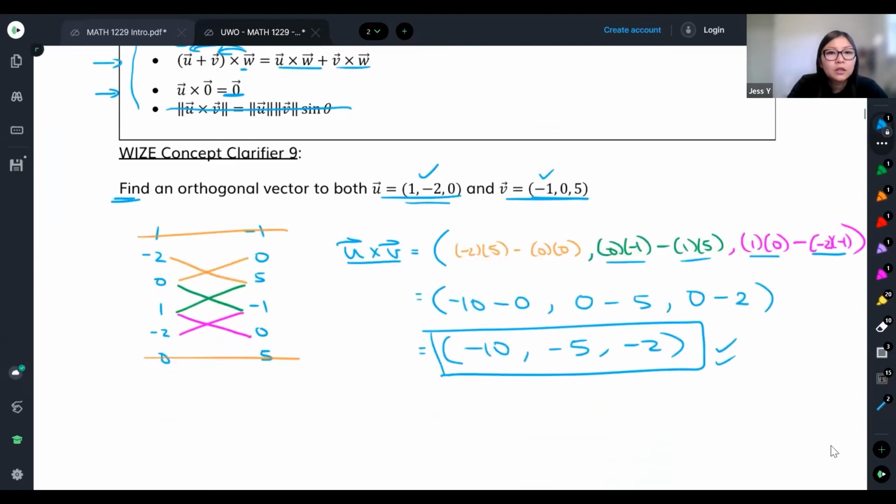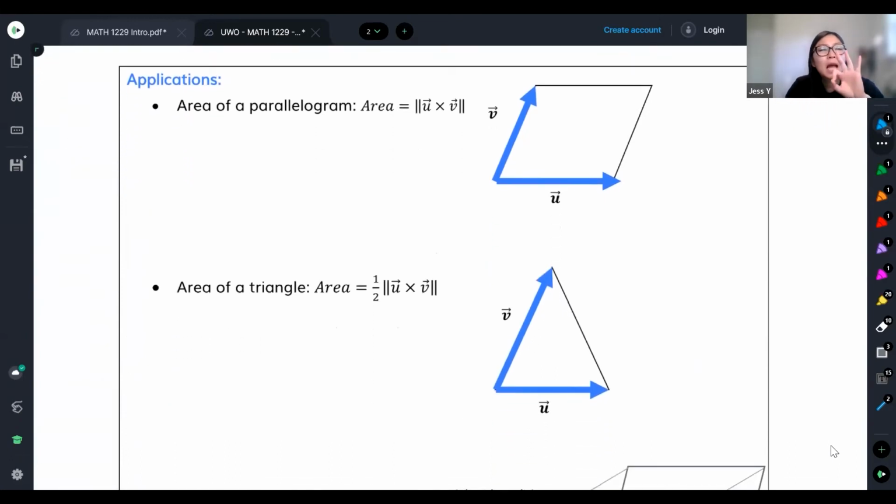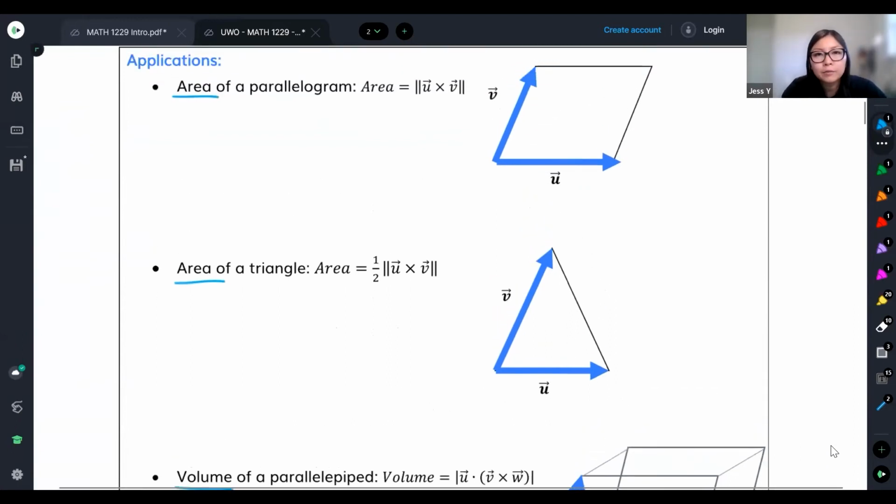Okay, the last thing we got to talk about in this section is applications of cross product. There are 3 applications, and it has to do with shapes. You have the area of a parallelogram, the area of a triangle, and then the volume of a parallelepiped. So I have the 3 diagrams here.